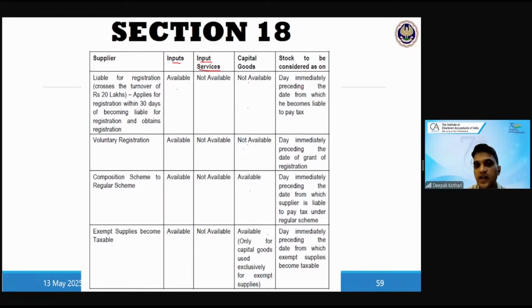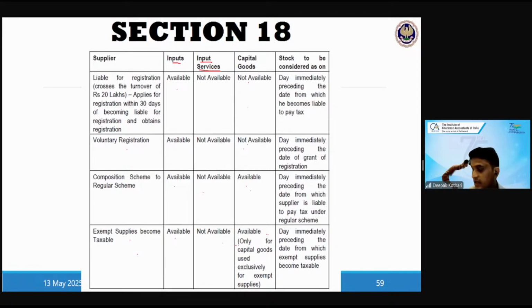राइट। स्टॉक टू बी कंसिडर्ड एज ऑन व्हाट डेट: इमीडिएटली प्रीसीडिंग द डे फ्रॉम व्हिच ही बिकम लायबल फॉर पेड टैक्स। 17(1)(a), 17(1)(b) voluntary registration, inputs available, input services and capital goods not available, date immediately preceding the date of grant of registration. कॉम्पोजिशन स्कीम टू रेगुलर स्कीम 17(1)(c), इनपुट्स पे मिल रहा है, सर्विसेज पे नहीं मिल रहा है, कैपिटल गुड्स में मिलेगा, as on what date: immediately preceding the day from which the supplier is liable to pay tax under regular scheme. एग्जेम्प्ट सप्लाईज बिकेम टैक्सेबल सप्लाईज, ओके, इनपुट्स पे अवेलेबल, सर्विसेज पे नॉट अवेलेबल, कैपिटल गुड्स पे अवेलेबल only, but there is a very good catch here.